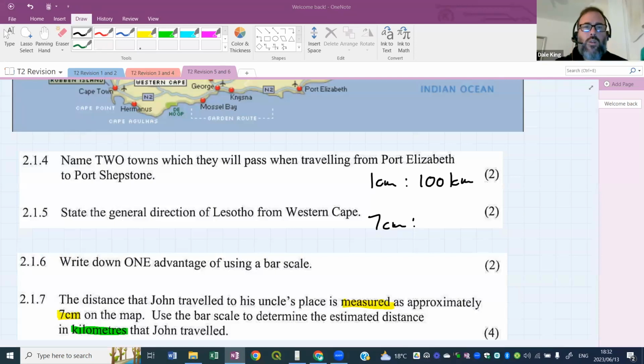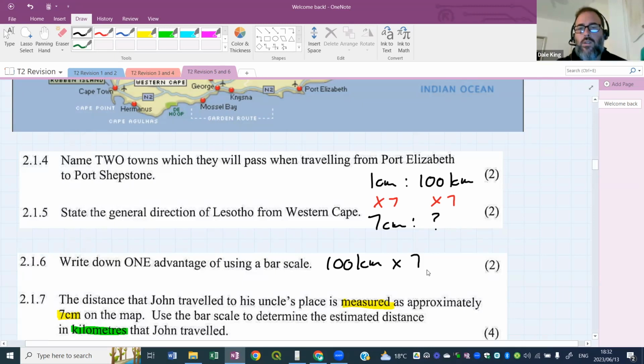You've got to multiply by 7. Why? Because how did we go from 1 centimeter to 7 centimeters? We timesed it by 7, didn't we? Well, you've got to do the same on the other side of the ratio, like you guys are telling me. You've got to multiply by 7 to get this value over here. So you must say 100 kilometers times 7, nice and easy, and you will get 700 kilometers.